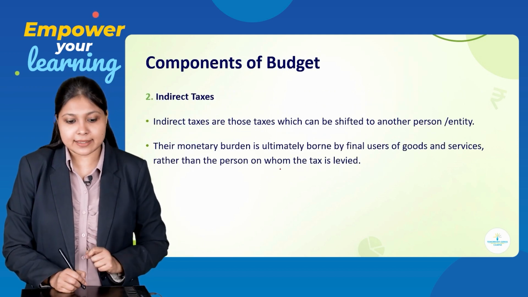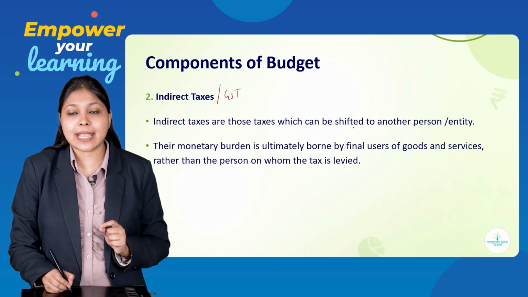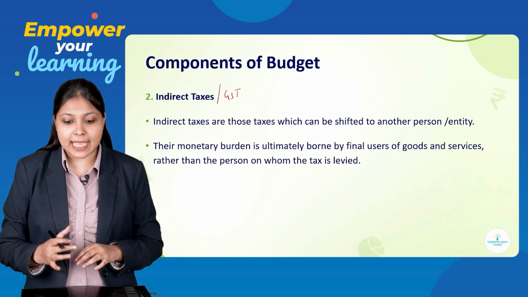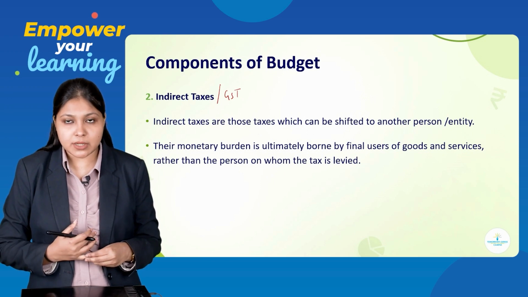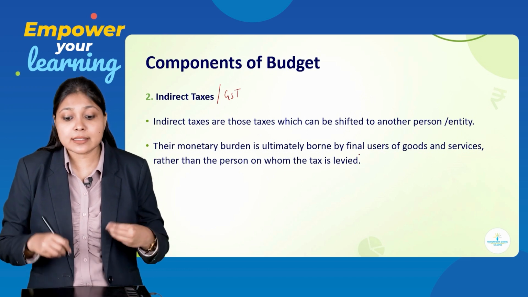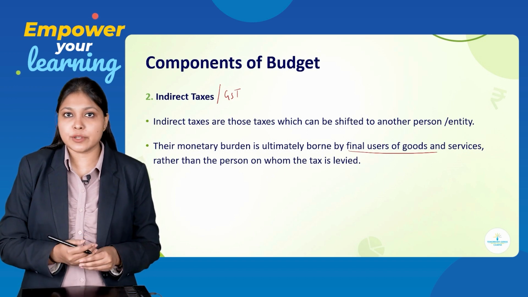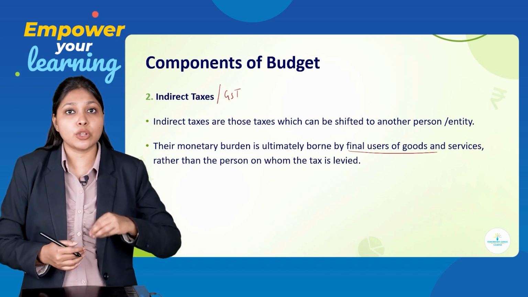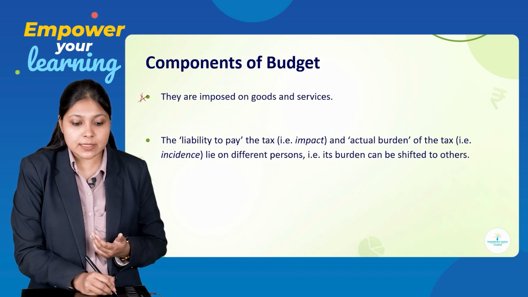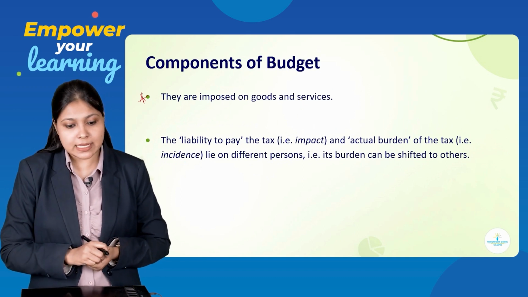Next is indirect taxes. Indirect taxes are also called GST, and these are taxes which can be shifted on to another person. Okay, so usually indirect taxes are charged on the producers for the production of goods and services. But their monetary burden can be transferred to some other person, the final users of goods and services, rather than the person on whom the tax is being levied. So, they are imposed on goods and services.